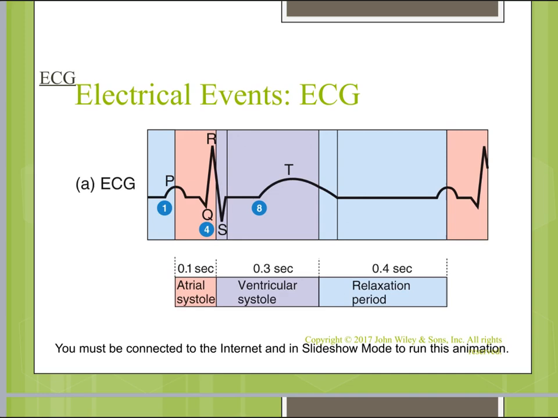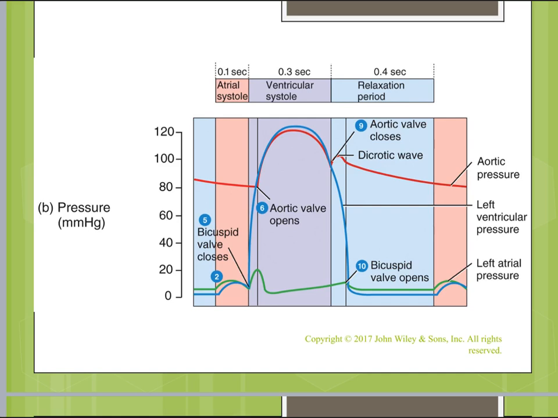So a summation of our EKG, our electrical events: from the middle of P to right before the end of QRS, we have atrial systole. From S through our T wave, we have ventricular systole. Then we have our relaxation period, which lasts about 0.4 seconds. So one cycle, we're looking at about 0.5 seconds. Let's take a look at pressure.